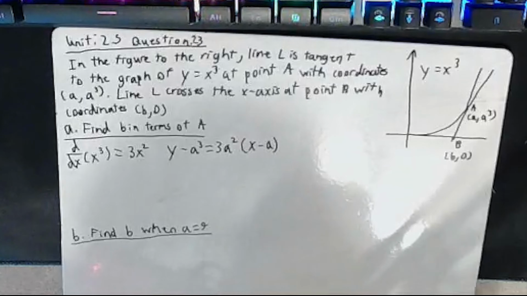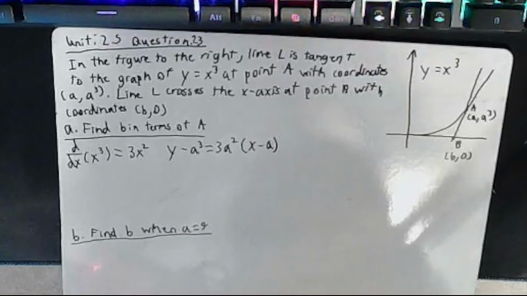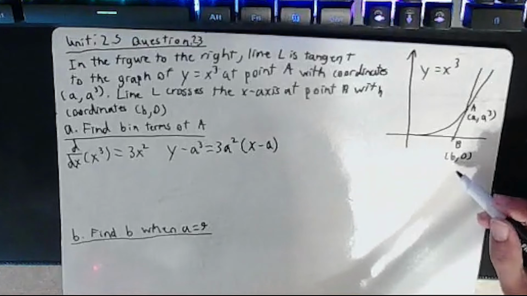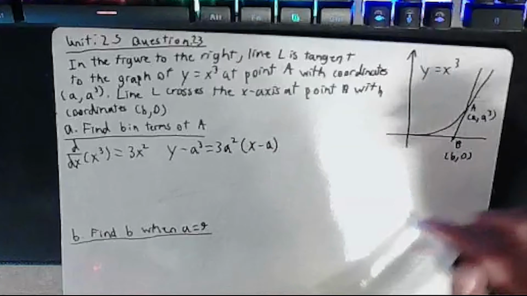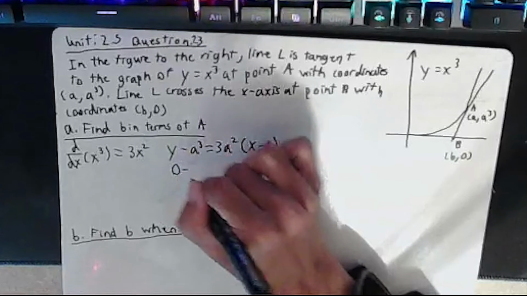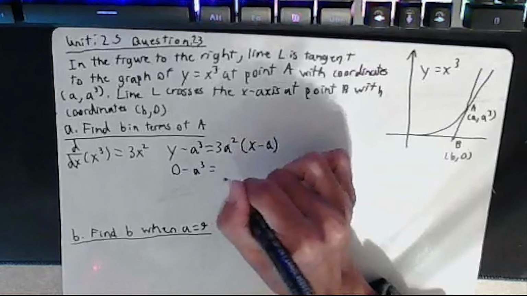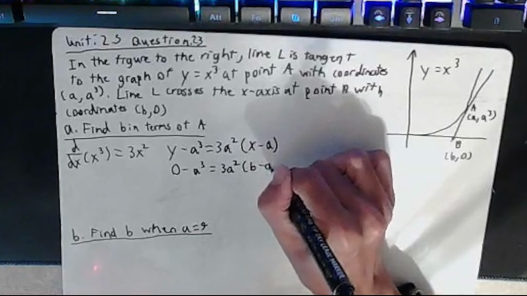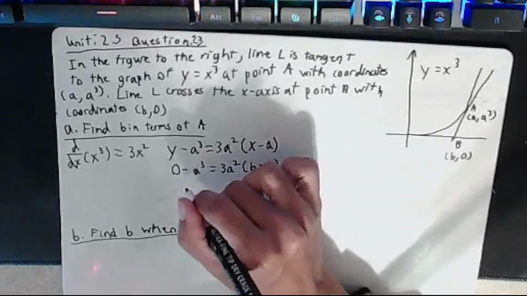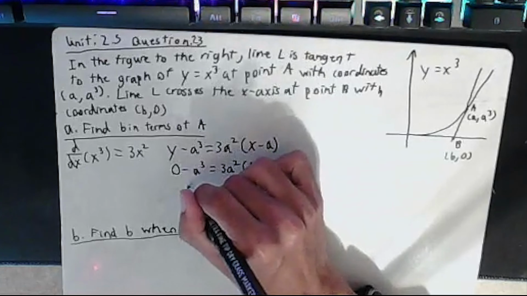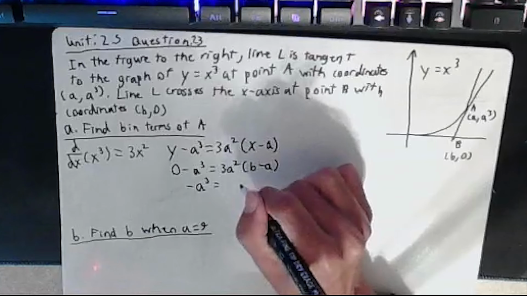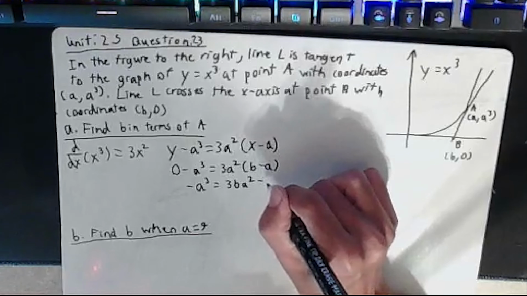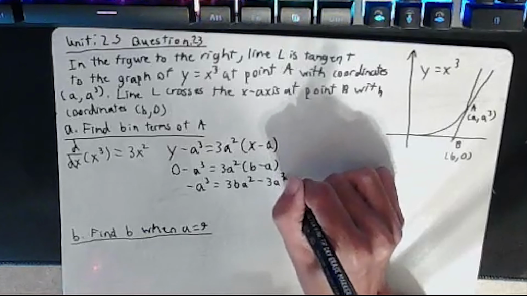Now what we have to do is find the value of b in terms of a. So now we just plug b, comma 0 into our x and y. We have 0 minus a cubed equals 3a squared times b minus a. From here we can just distribute and solve for b. So we have negative a cubed equals 3ba squared minus 3a cubed.